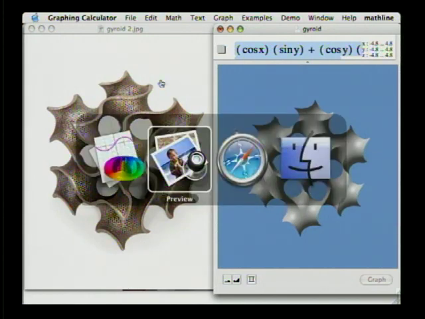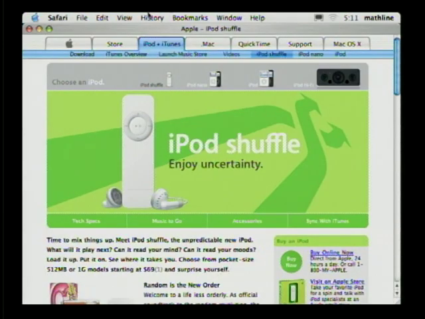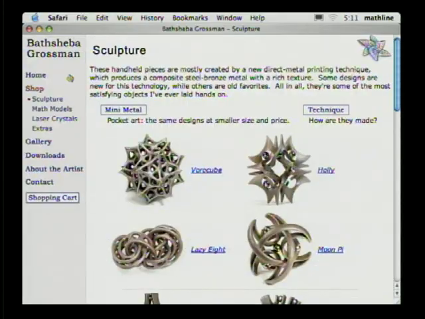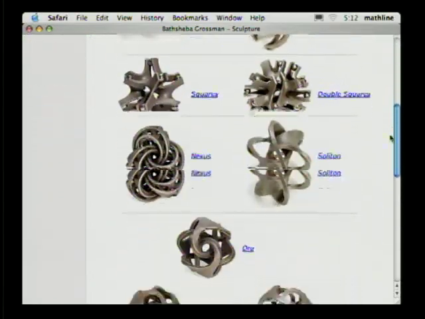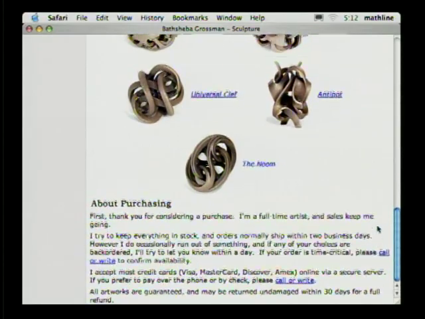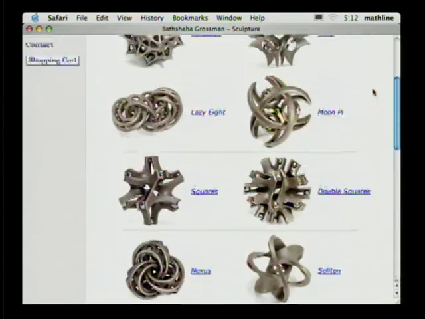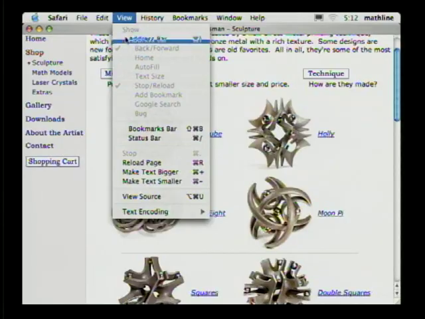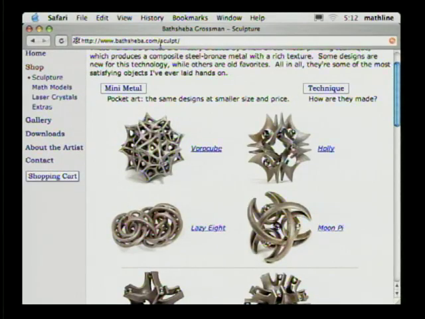But anyway, the person that designs these has a website, and her name is Bathsheba Grossman, and it's bathsheba.com, and you can buy all kinds of objects created out of mathematical equations. And I'm not sure how large they are, but they are, I don't know, $300 or $400. So if you want to check them out, I'll show you, bathsheba.com. You can see all these sculptures that are created.